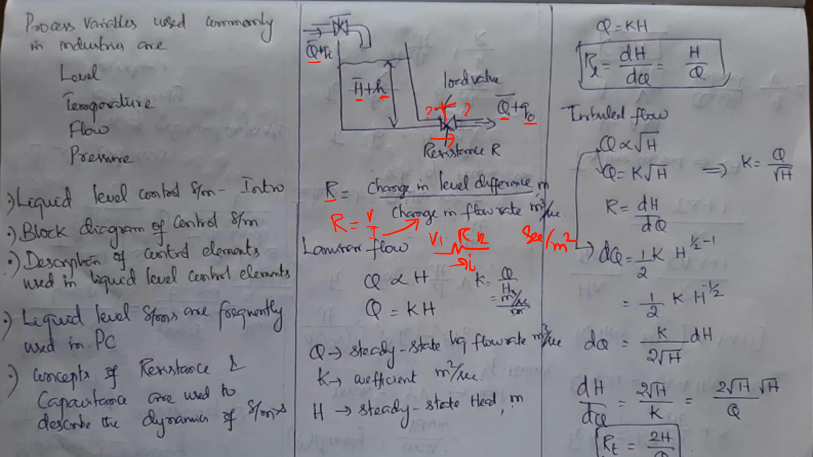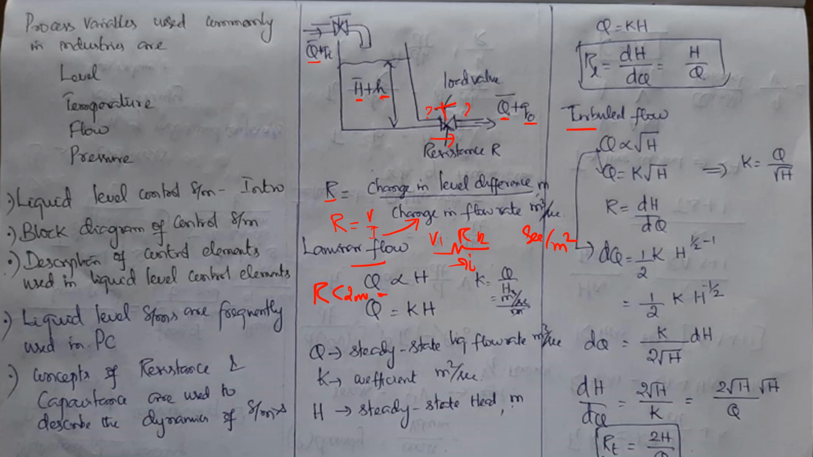Okay. Then there are two types of flow: one is laminar flow, another one is turbulent flow. Laminar flow means the Reynolds number is less than 2000. Turbulent flow means the Reynolds number is greater than 2000, which we can see mostly in seawater waves. In the normal case, laminar flow occurs.